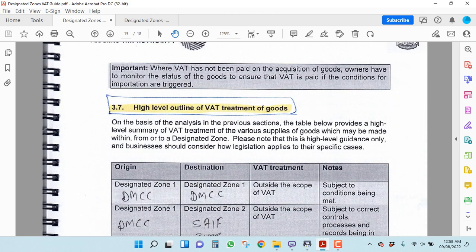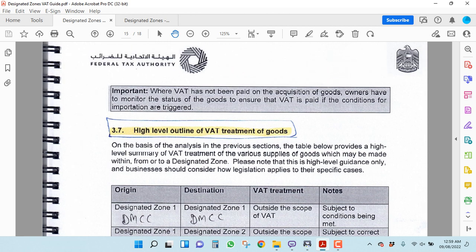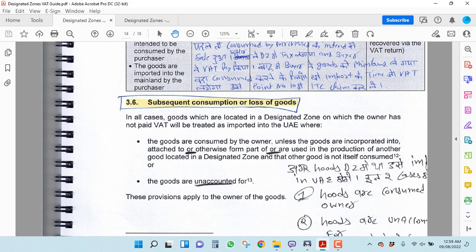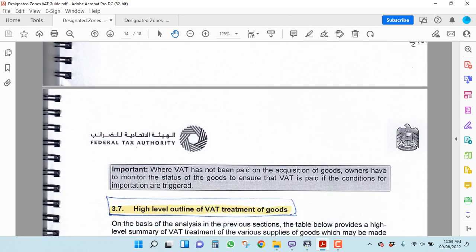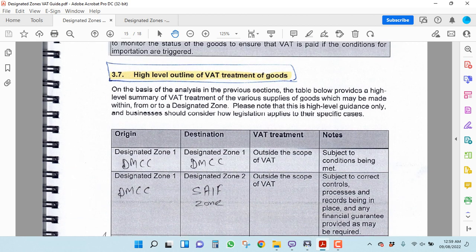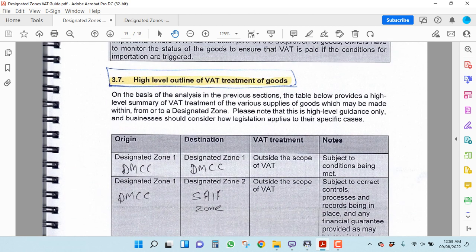Where VAT has not been paid on the acquisition of goods, the owner has to monitor the status of the goods to ensure the VAT is paid. If these two conditions are triggered, then the importer should know he has to pay the VAT on the trigger of these two conditions. Now the high level outline of the VAT treatment of the goods.